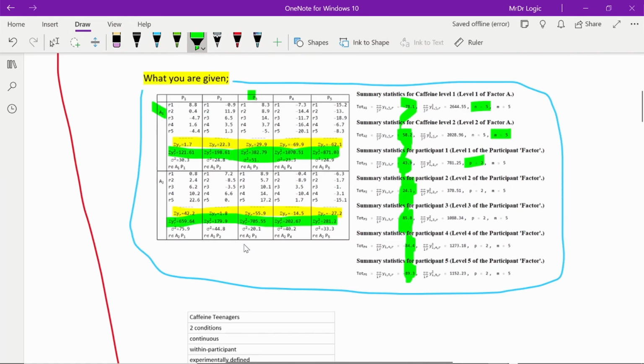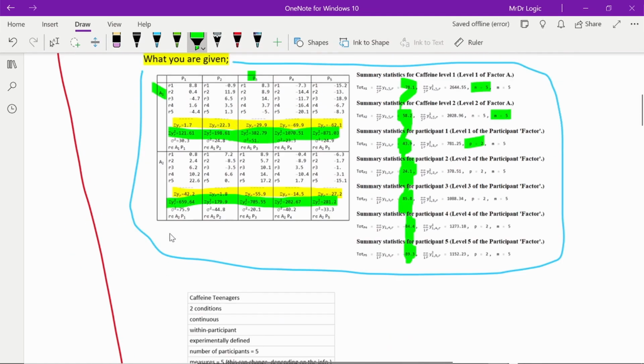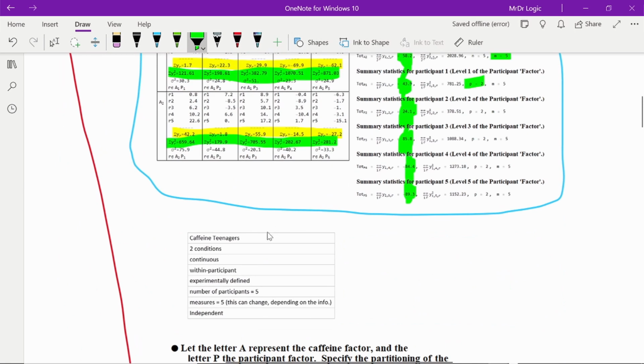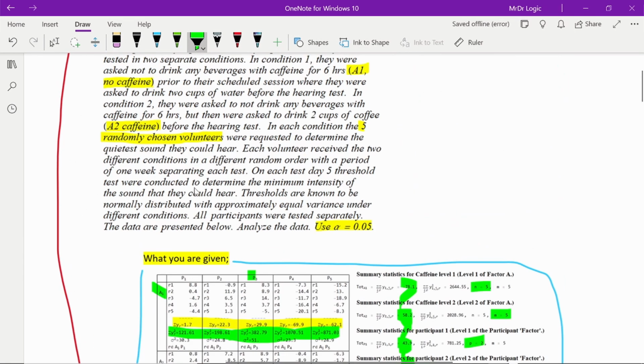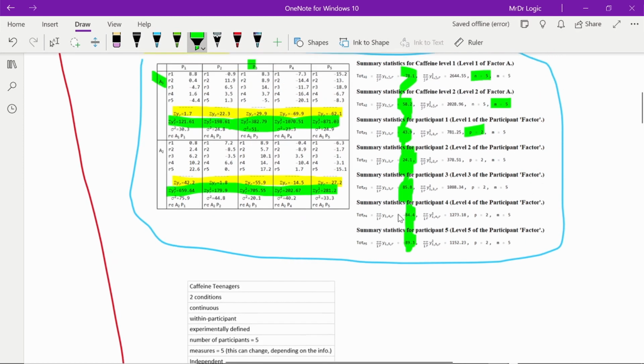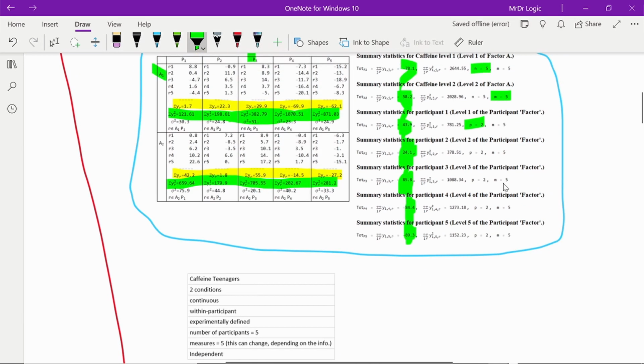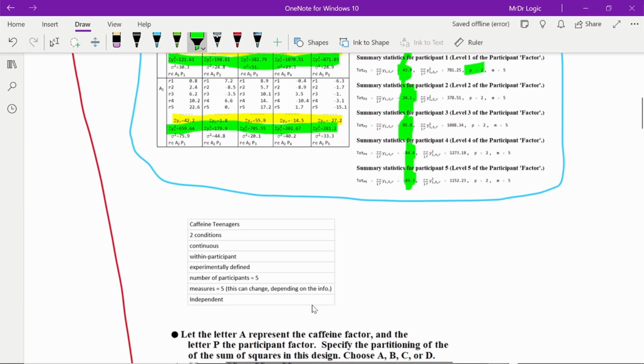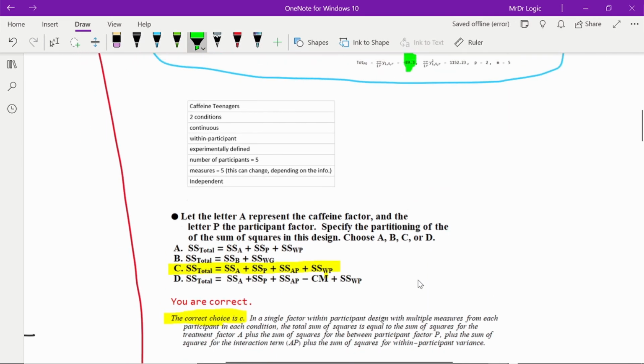This was actually a little tricky because there's two conditions, as you had to pay attention and read up here. It was continuous within participants because there were no differences. It was just experimentally determined how they were picked. It was experimentally defined. We could have done this with a bunch of random people. Number of participants were 5. Measures were 5. You got to pay attention to that M5. It changes sometimes. And then it's independent. And then so we continue on.